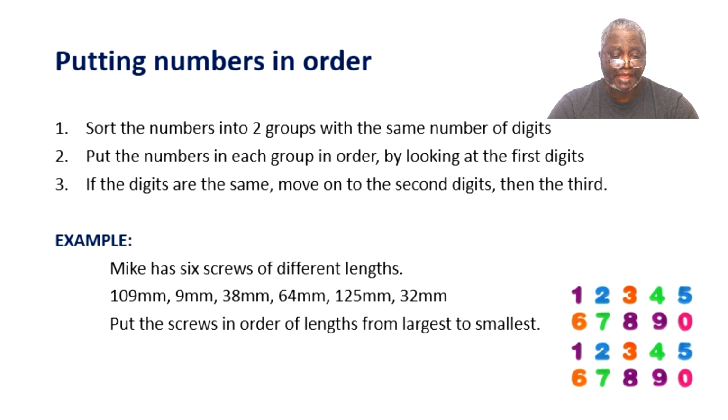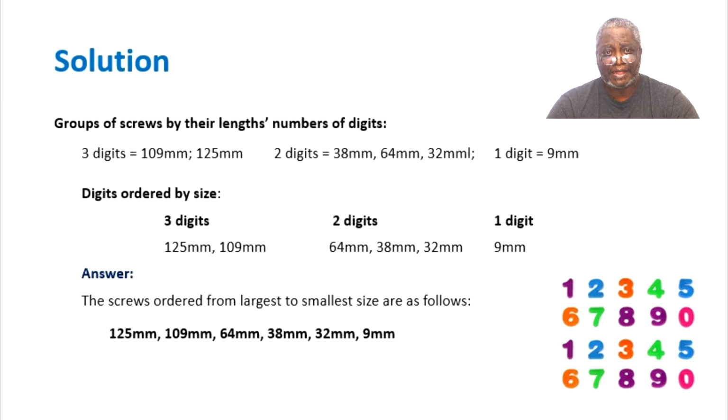Let's look at this example. Mike has 6 screws of different lengths: 109 millimeters, 9 millimeters, 38 millimeters, 64 millimeters, 125 millimeters, and 32 millimeters. Put the screws in order of length from the largest to the smallest. You'll find that in real life, if you go into hardware stores or building material stores, the screws are all sorted in different orders in their packets, so it's easier for us customers to get what we want. So this is why you start to learn how to organize things like that.